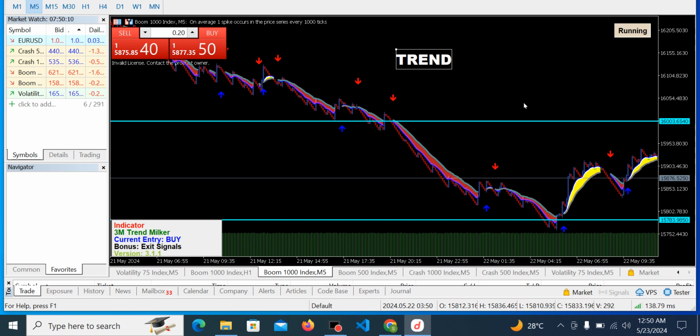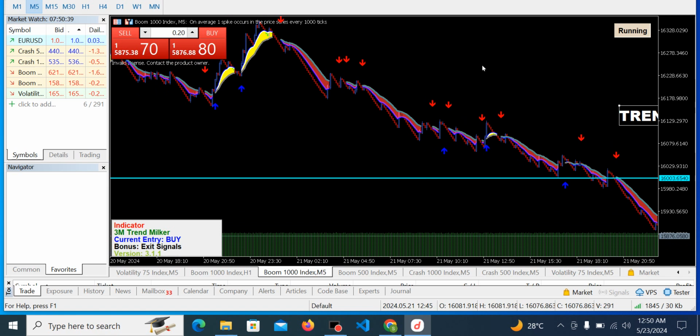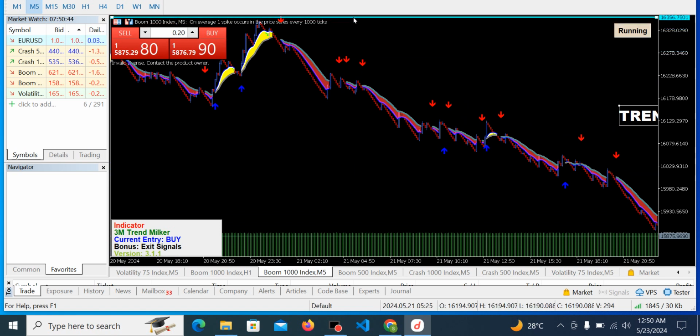Now let's see how we can make use of this strategy to trade these assets. So quickly, let's see, guys. This is Boom 1000. I love using the 5-minute time frame. Sometimes it is very difficult for you to identify the trend if you are not using the right trading tool. With this trading tool called the 3M Trend Milker Trading Indicator, you will be able to achieve this very easily. And of course you can see around here, this is the resistance zone.